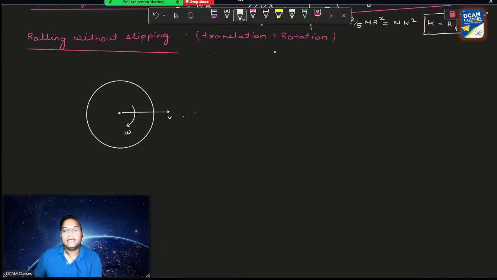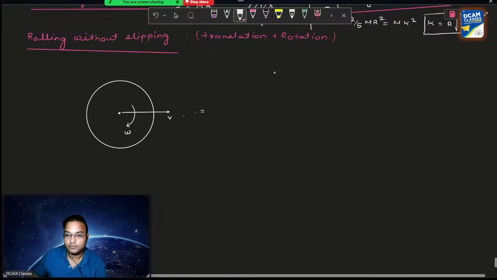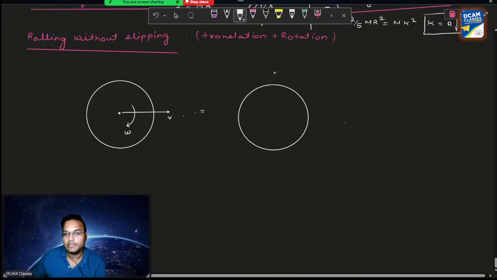Now to analyze its motion, since it is doing translation as well as rotation, we will divide this motion of translation plus rotation into two parts. One is pure rotation, and the other is pure translation.